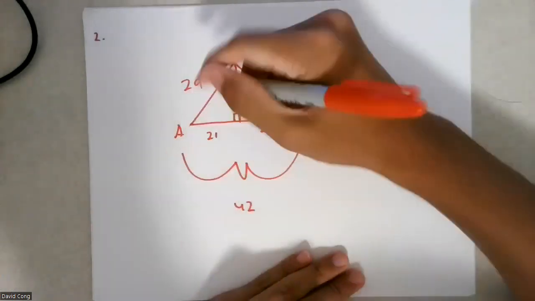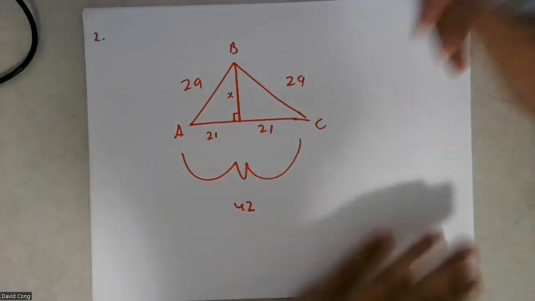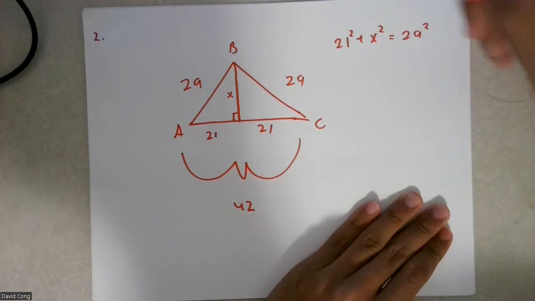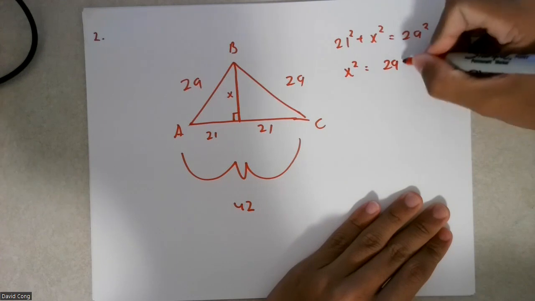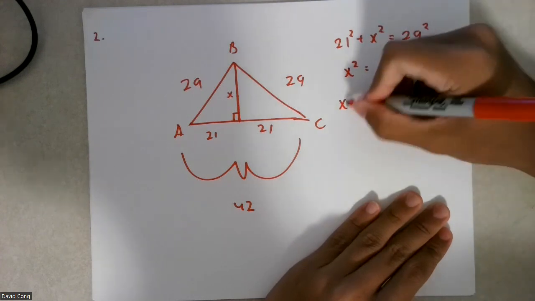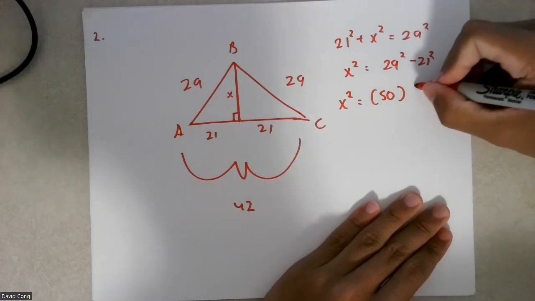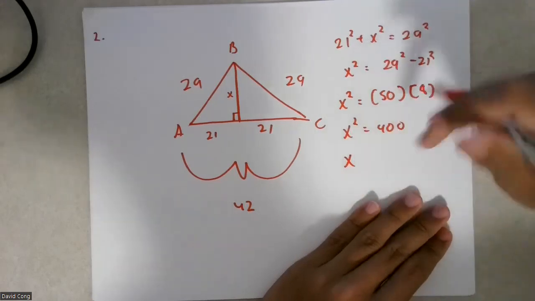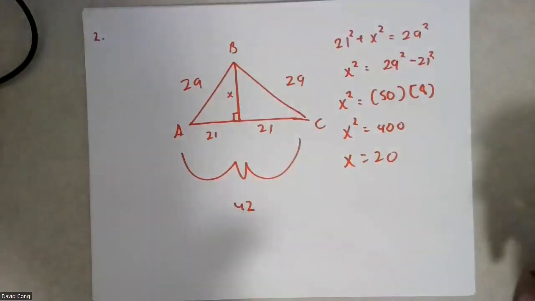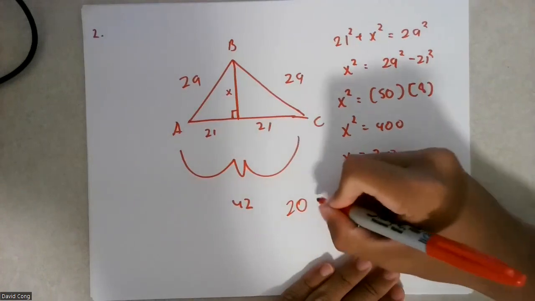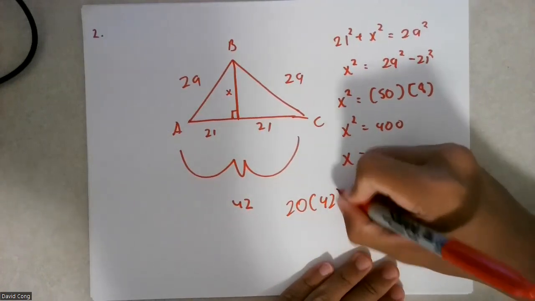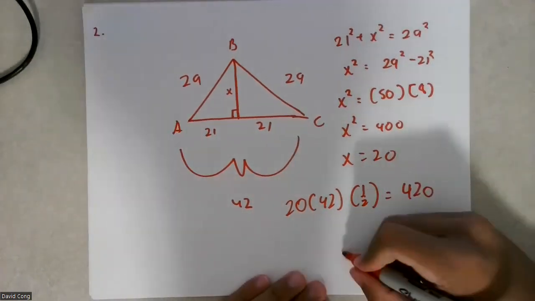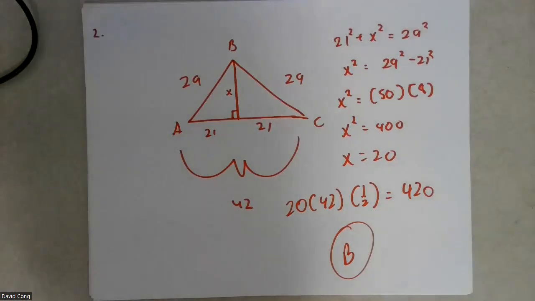Okay? And we know this is a right triangle, and we want to find this. We use the Pythagorean theorem. I'm going to just do a little quick jump with difference of squares. And the square root of 400 is 20. X is 20. This is 42. Area is one half times the base times the second one. Okay, 420. Answer is B.